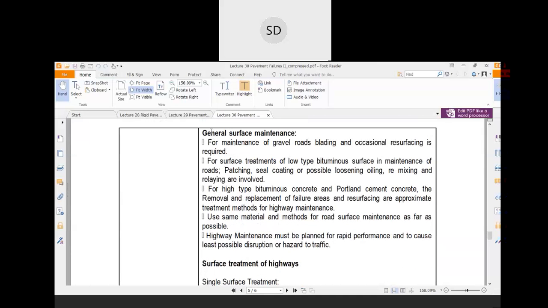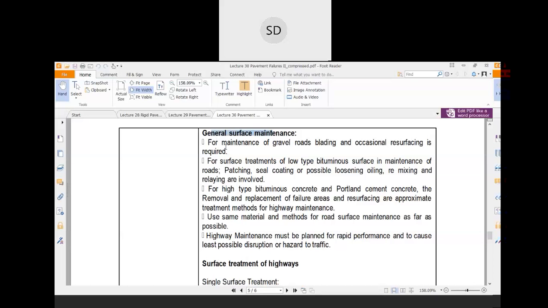Now, general surface maintenance. This is the general surface maintenance for that question. For maintenance of gravel roads, blading and occasional resurfacing is required. So if there is only a gravel road, in that case you have to maintain that road by occasionally resurfacing the road. So why is resurfacing there?